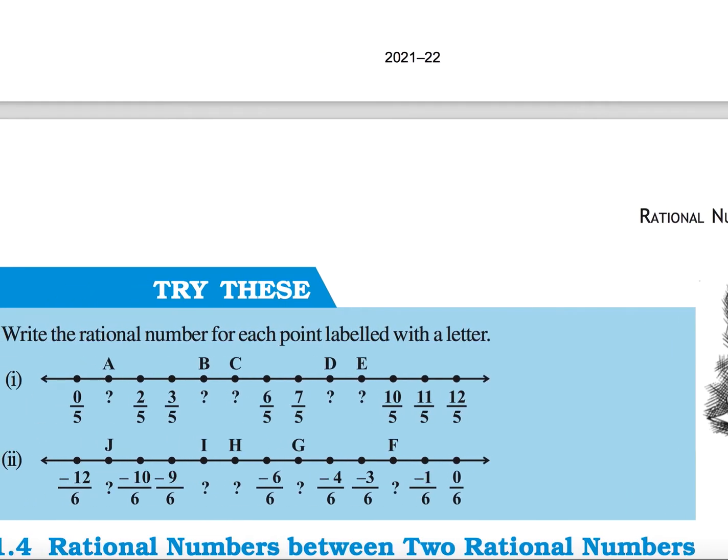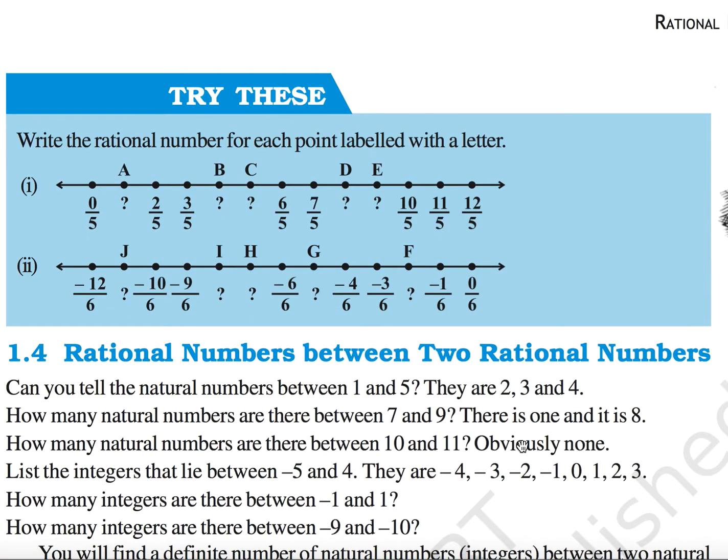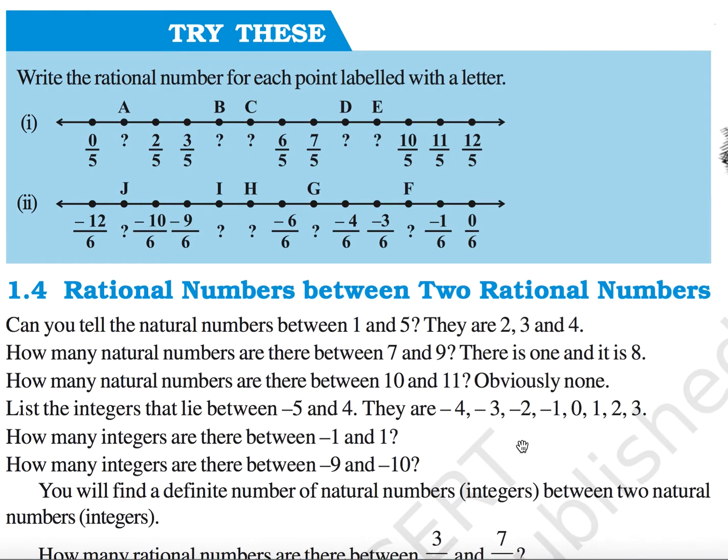Try these. Write the rational number for each point labeled with a letter. This is 1 by 5, 4 by 5, 5 by 5, that is 1, 8 by 5, 9 by 5. What about this? -11 by 6, -8 by 6, -7 by 6, -5 by 6, -2 by 6.